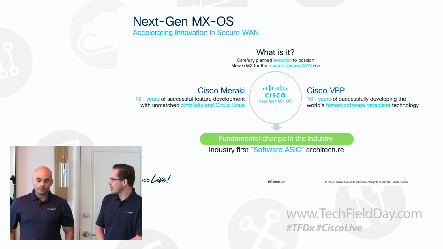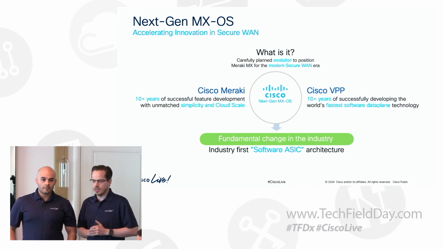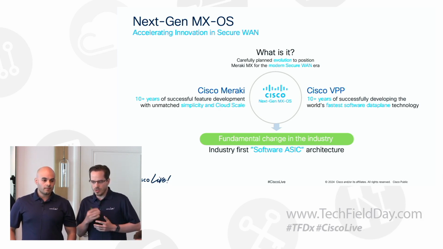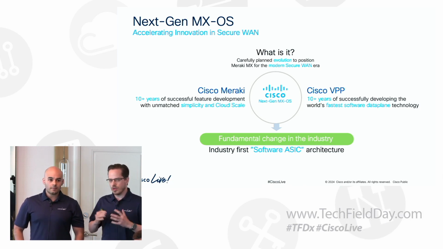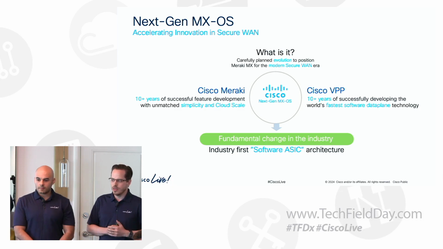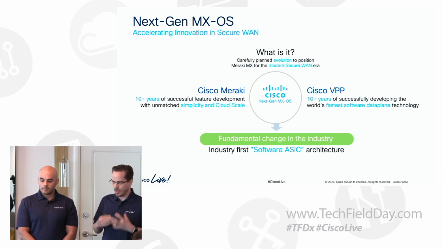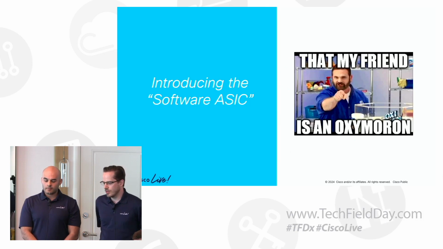And we've been hard at work on a really powerful integration here and a whole new architecture that we're introducing into the MX portfolio, which is really a combination and bringing together of the Meraki technology that we've been developing for the past decade, as well as the Cisco VPP technology that we've been developing within Cisco for the better part of a decade. For those that are not familiar with VPP, vector packet processing, it is the world's fastest software data plane technology that Cisco has built and open sourced to the world. And we've been working on putting that into the MX portfolio as a really fast path in our data plane to accelerate performance. And so this is where we're starting to introduce this concept of a software ASIC.